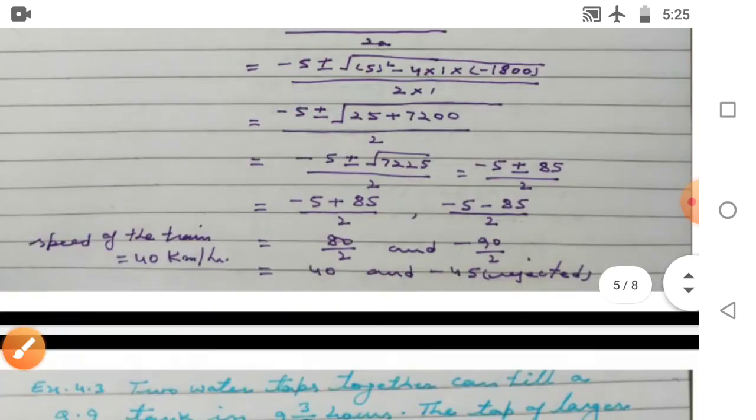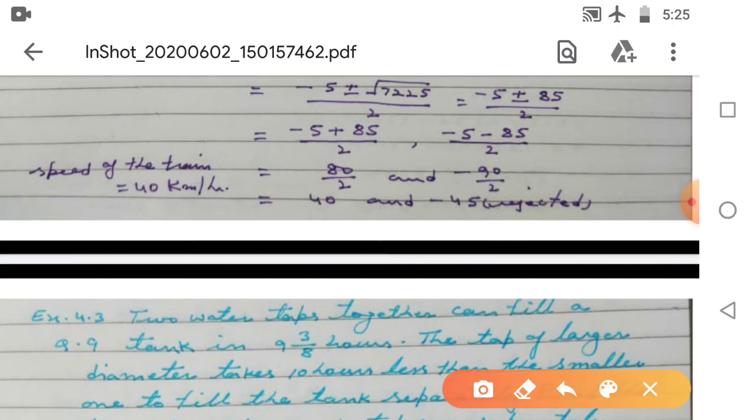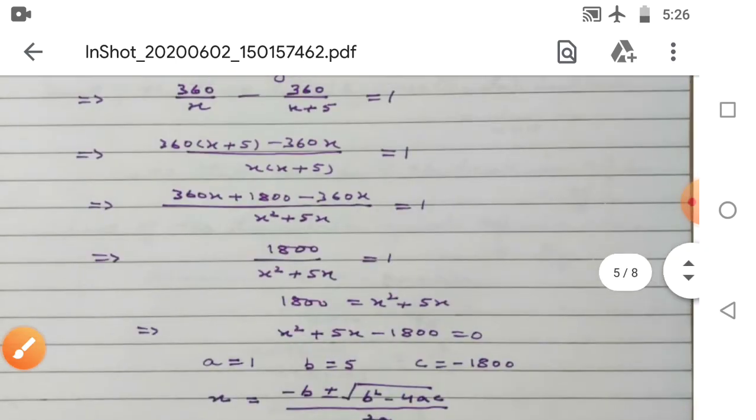So, the two values of x in this case, 80 by 2 is 40 and minus 90 by 2 is minus 45, and we are talking about the speed of the train, and the speed of the train cannot be negative. So, this value minus 45 is rejected, and the speed of the train is 40 kilometer per hour. Clear? Simple, eh? The question is simple.